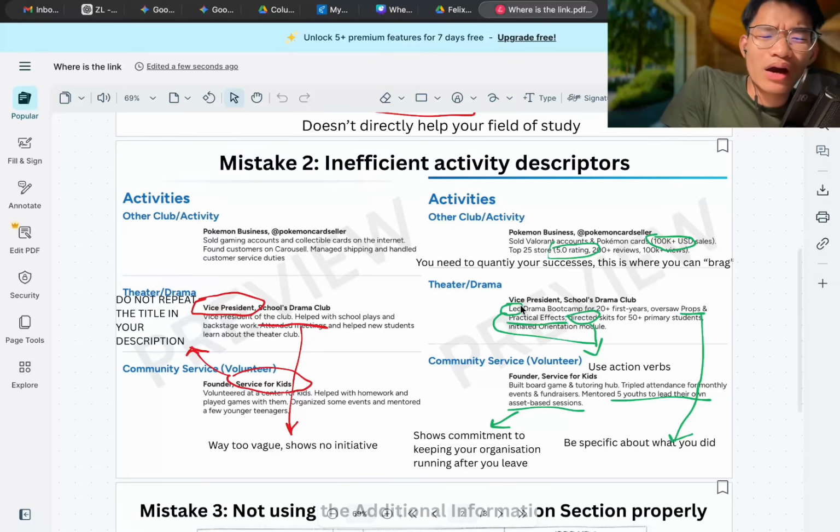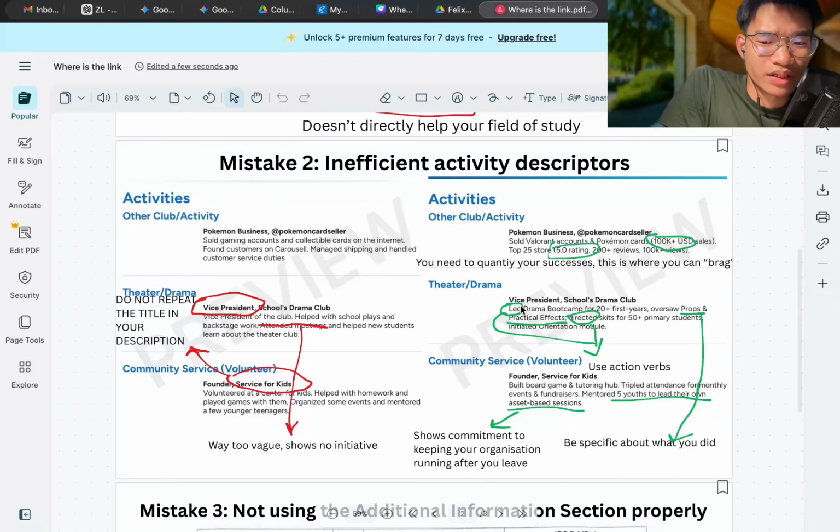Help new students. How? How do you help new students learn about the theatre club? Just say help new students and then specify how. Don't talk about helping new students learn. Of course you're helping new students, but when you help new students, you're basically helping them to learn. So a lot of students run into this trap of having horrible activity descriptors that don't really shed light into their candidacy.